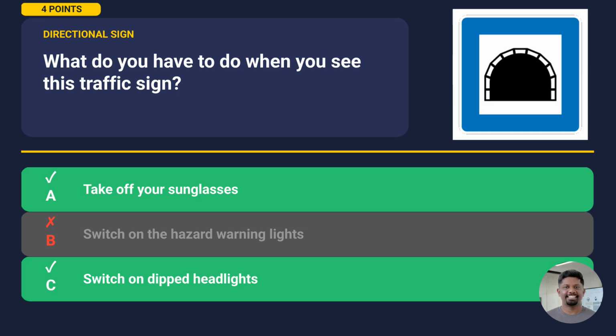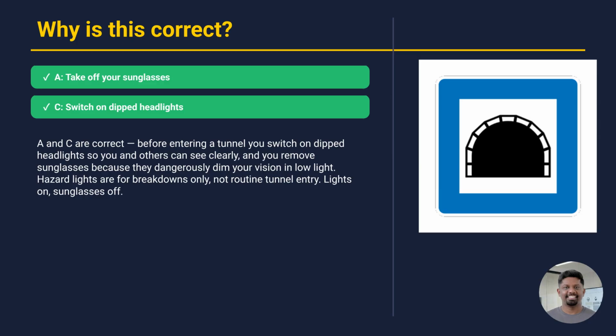The correct answers are A and C. Let's understand why. A and C are correct. Before entering a tunnel, you switch on dipped headlights so you and others can see clearly, and you remove sunglasses because they dangerously dim your vision in low light. Hazard lights are for breakdowns only, not routine tunnel entry. Lights on, sunglasses off. Alright, let's move on to the next question.